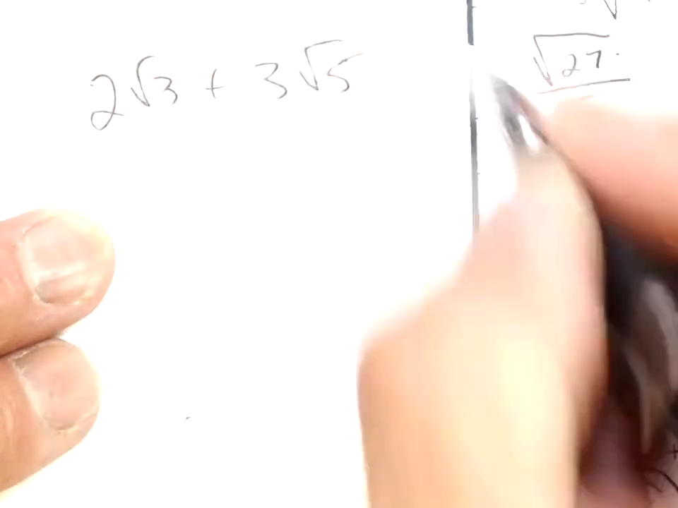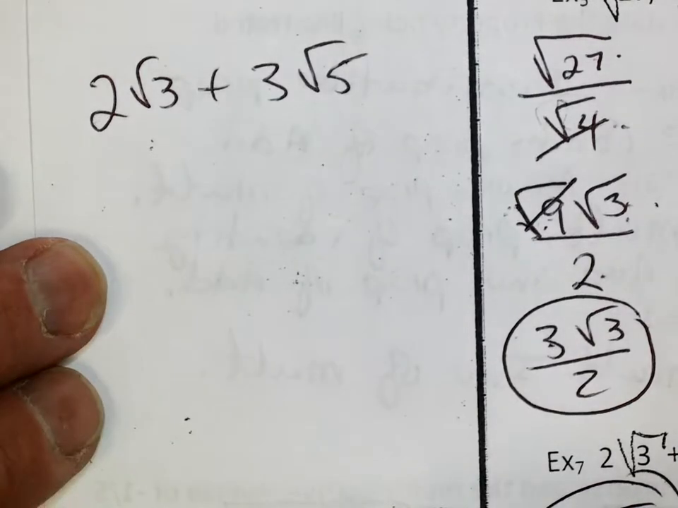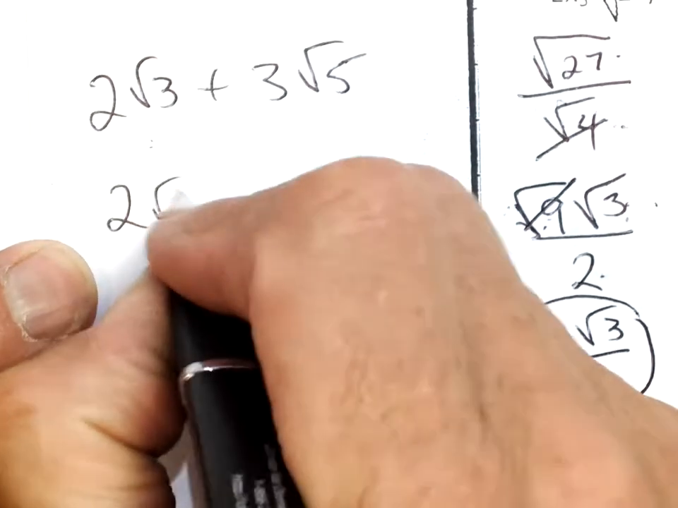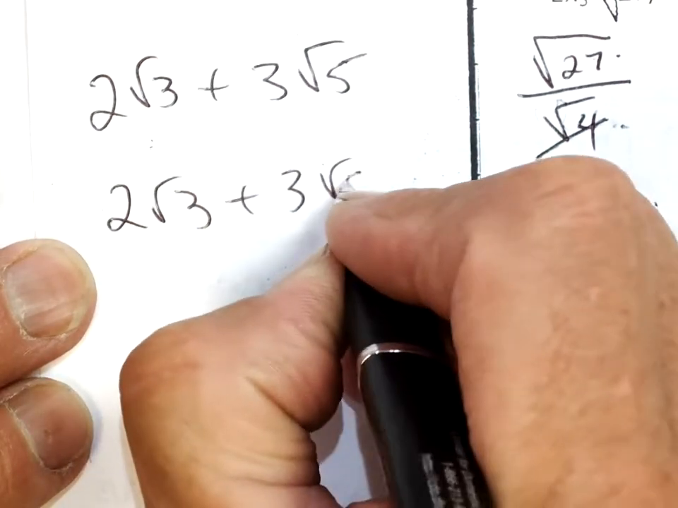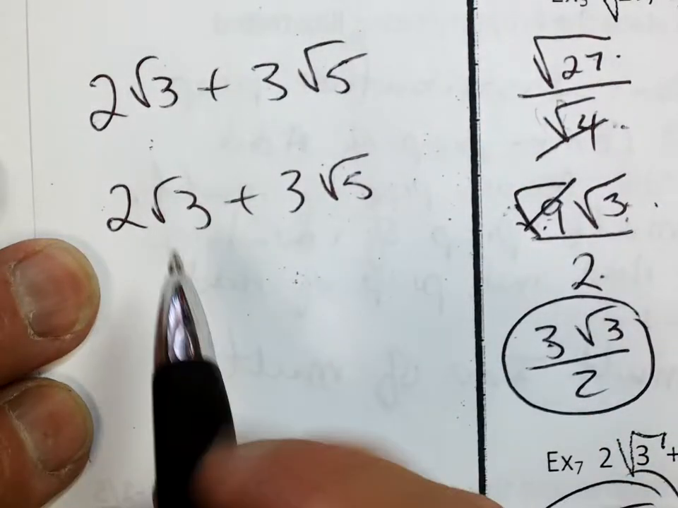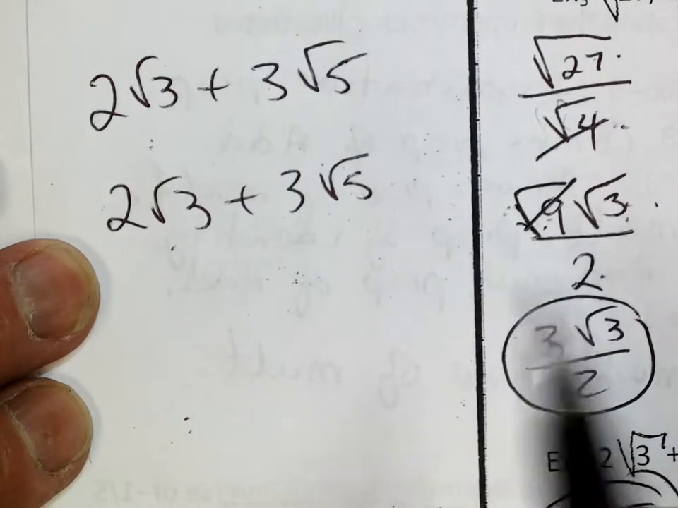If they are not the same square root, you cannot add them. For example, on the side, little side note here, if I had 2 square roots of 3 plus 3 square roots of 5, the answer is just 2 square roots of 3 plus 3 square roots of 5, because you cannot add them. If they're different roots, you cannot add them. You can't put them together. It's like x and y.